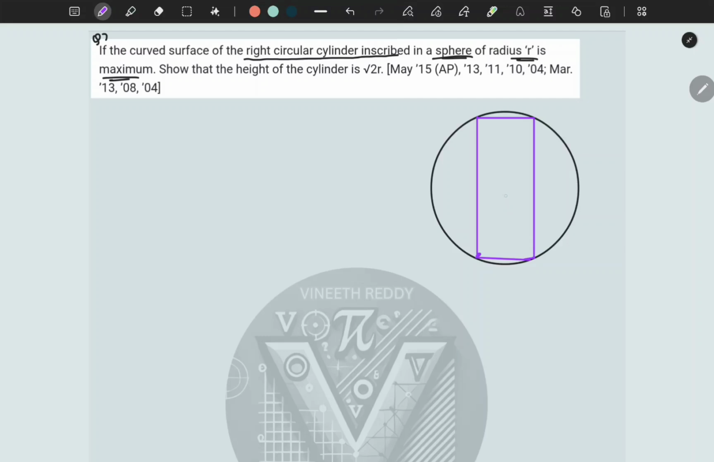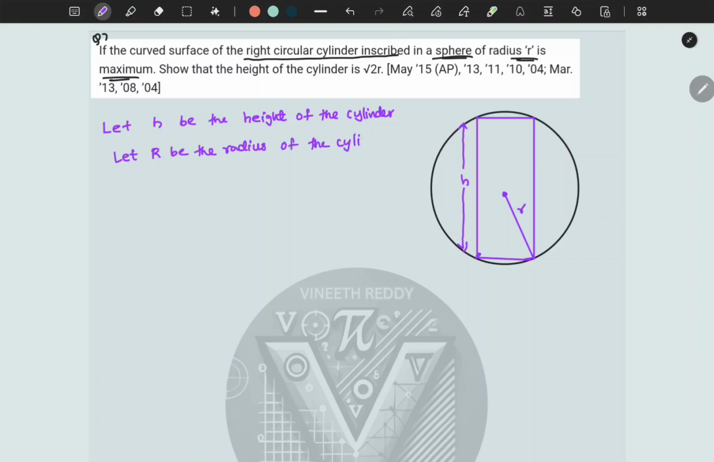So we will do one thing. He has given that the radius of the sphere is r. That means this is r, right? Now let h be the height of the cylinder. That means this is h, right? And let capital R be the radius of the cylinder. Okay, that means this is capital R. So this length should be h divided by 2, of course, because this is half of the length.